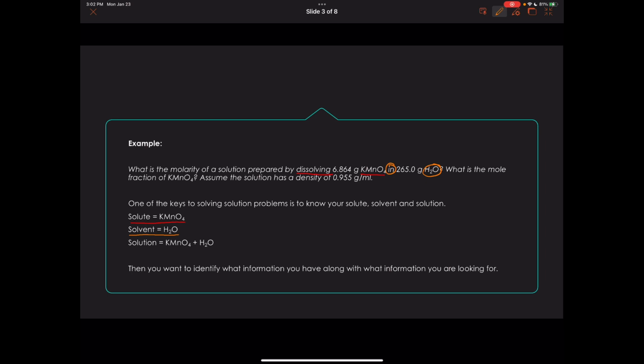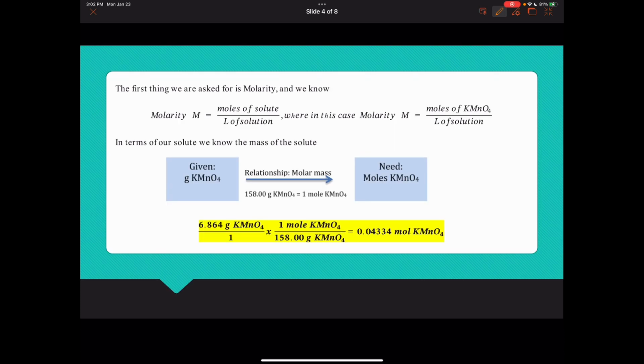Now, once we've identified what's what, we want to identify what information we have along with what information we are looking for. So the first thing we're asked for is the molarity. What we know is the definition of molarity. Molarity is moles of solute per liter of solution. In this particular case, our molarity is going to be moles of our potassium permanganate, which we identified as our solute, per liter of solution. So again, that's the total potassium permanganate plus the water.